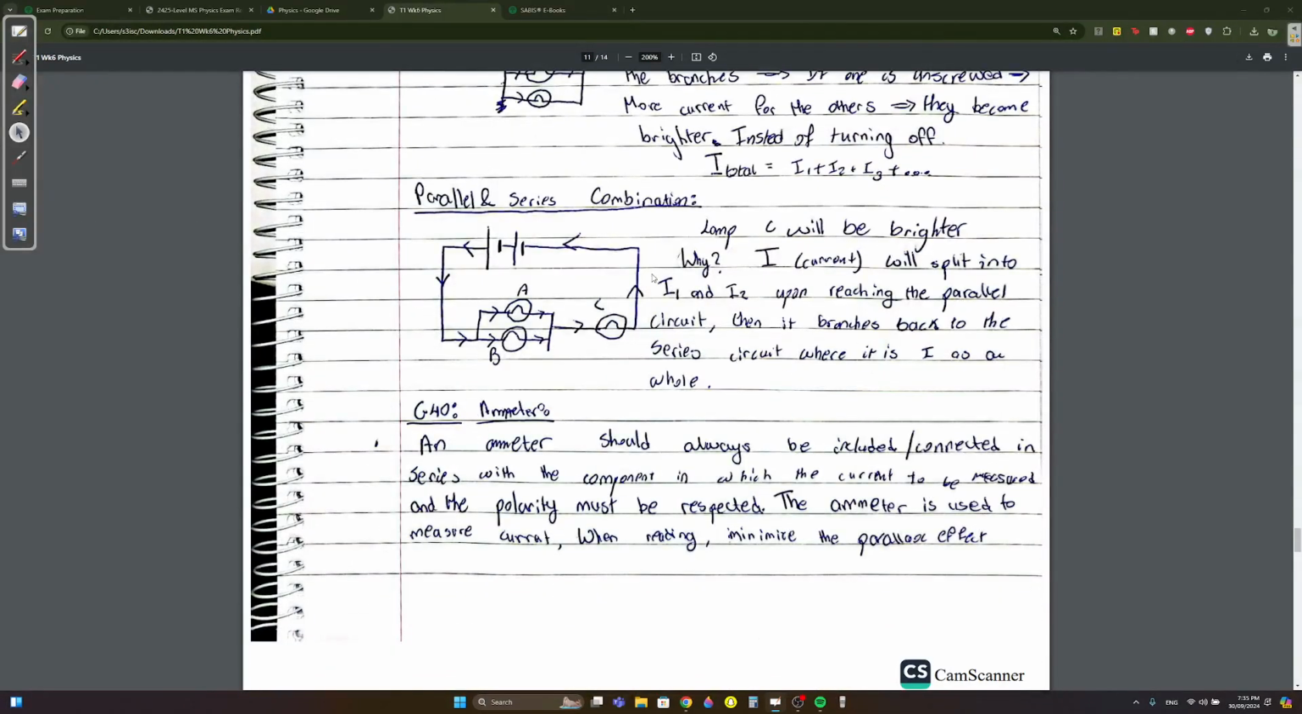Okay, parallel and series combination. You can always have a combination between parallel and series. I don't see why not. It's always fine to have a combination. Lamp C in this case will be brighter than A and B.